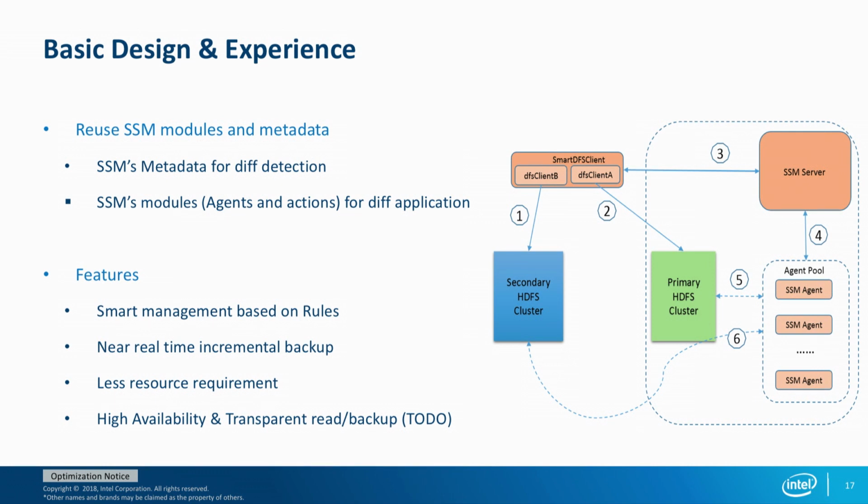So with SSM, we have rules. Administrators write rules, then SSM checks if these rules are triggered, then takes some actions. So you can write rules such as, for cold files, we move them to HDD. For hot files, we can move them to SSD or memory. Also, we can do more than that. If you are using our smart client, which overrides the DFS client, with this smart client you can do high availability in disaster recovery. Also, we can manage your small file problems. We can compact small files, and for users, it's transparent. You don't know this small file is compacted.